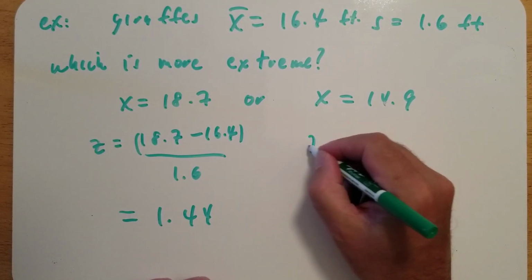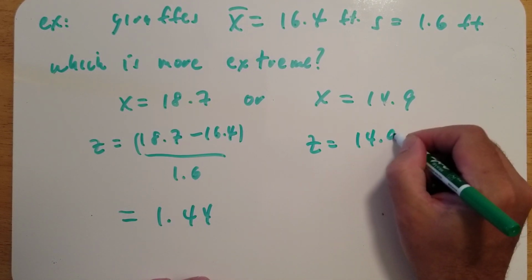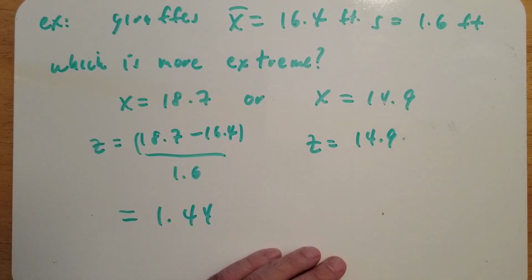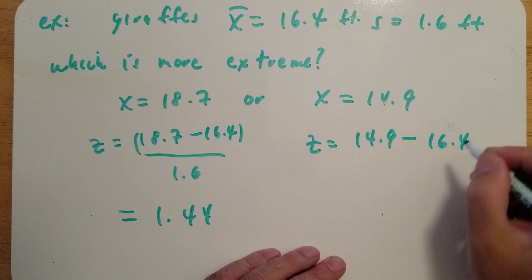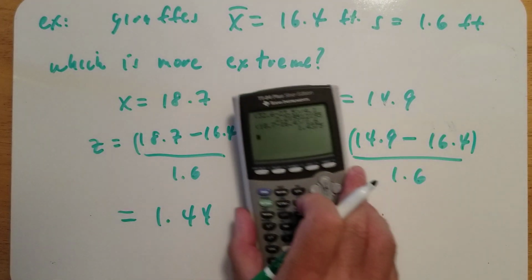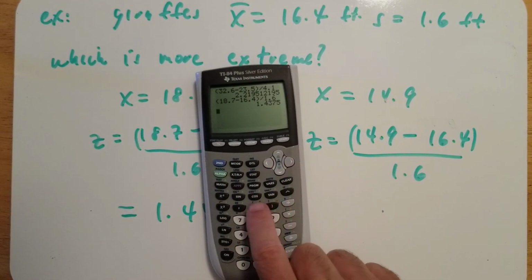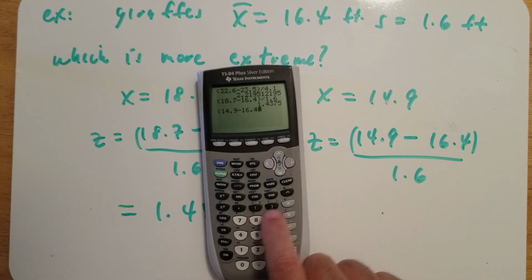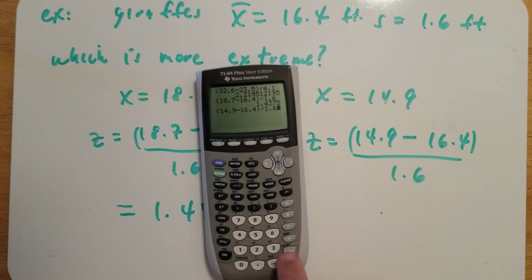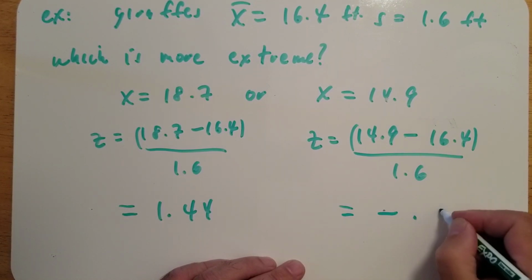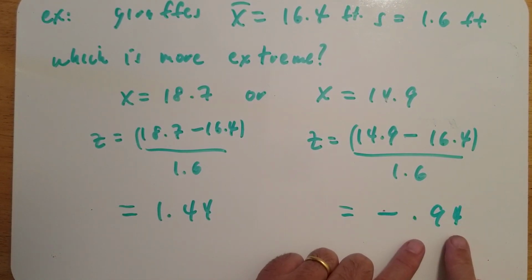For the other giraffe, the z-score would be 14.9 minus 16.4 divided by 1.6. On the calculator, that's negative 0.94. So this giraffe is about 0.94 standard deviations below the mean.